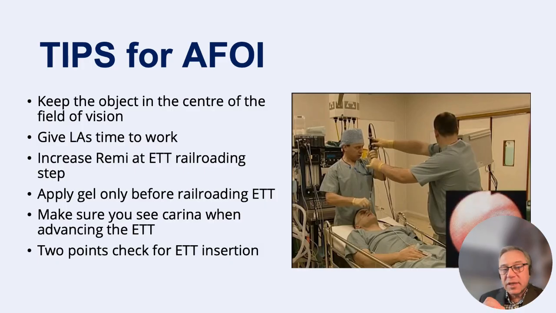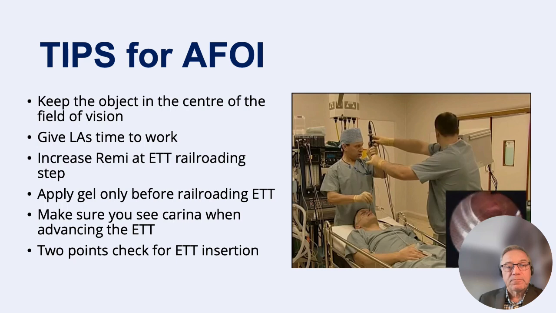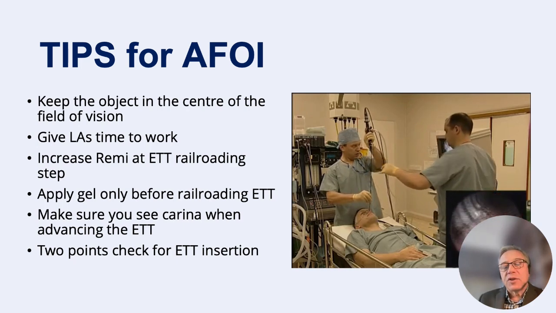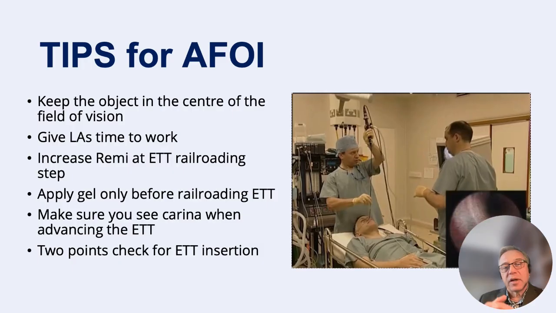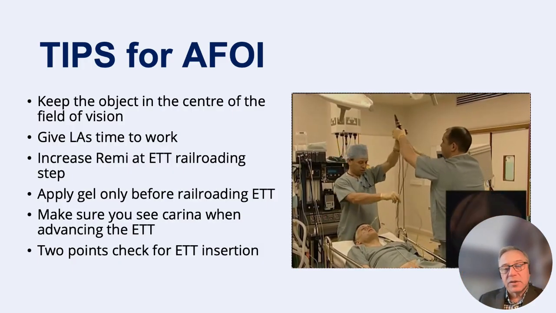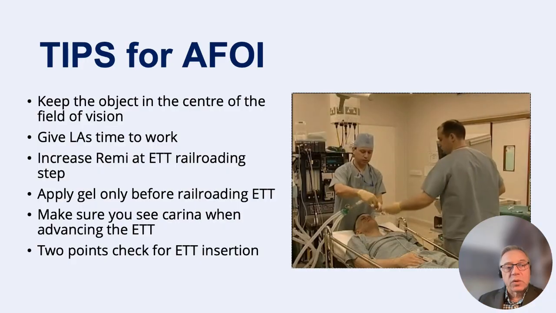Make sure you see the carina when you're advancing the tube. Like I'm doing now, my assistant is holding the scope for me, precluding me from pushing the scope together with the tube down the airway. And after the tube is in, you check whether the tip of the tube is above the carina, you withdraw the scope like I'm doing now, then you connect the circuit to the patient. And this is what we call the 2 points check.